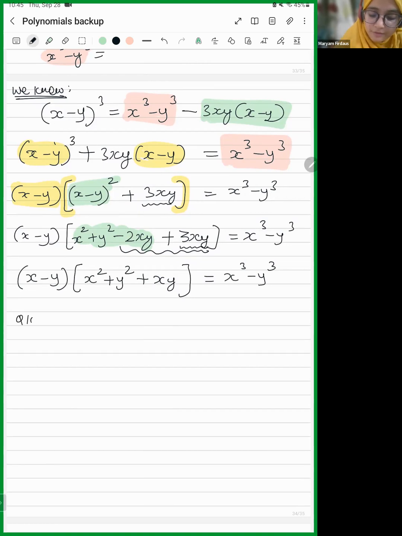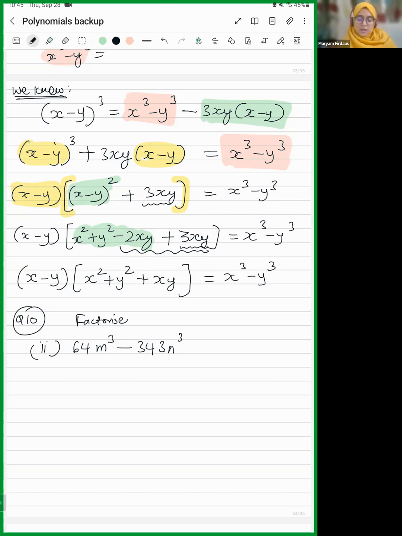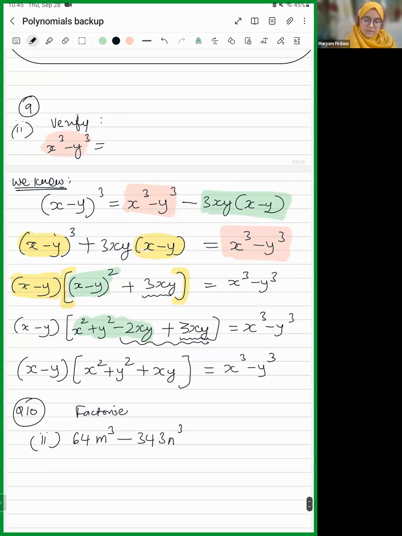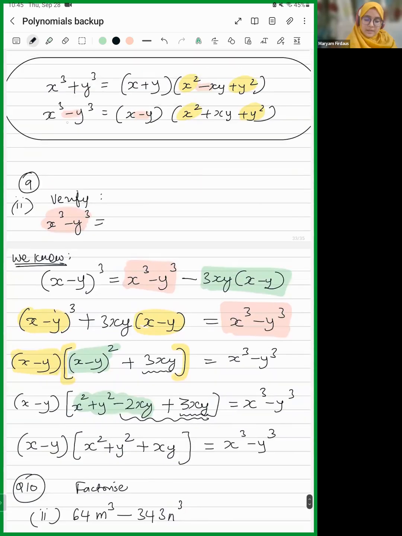question number 10, factorize. It says the first one you guys do on your own. The second one I will help you. 64m cube minus 343 n cube. So remember a cube minus b cube, right? X cube minus y cube. So this gives us x cube minus y cube is this thing: x minus y, and then in the second bracket, everything is positive.